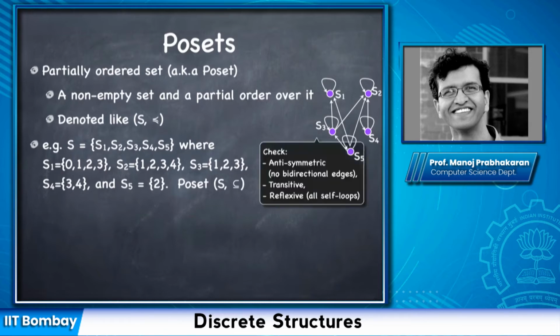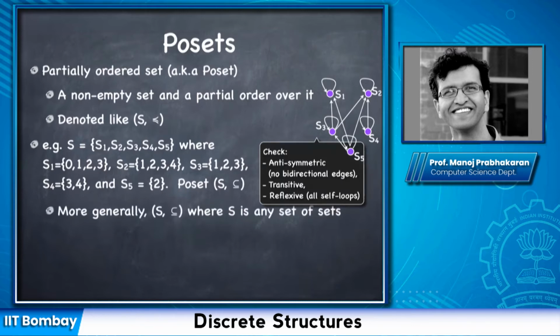And you can check that there are no bidirectional edges. It is transitive. So if you have this path, say from S5 to S3 and S3 to S2, then you have the path S5 to S2. And it's reflexive, all the self-loops are there.